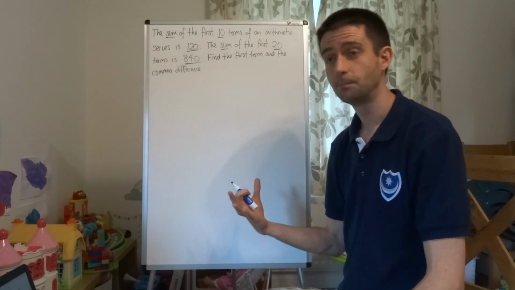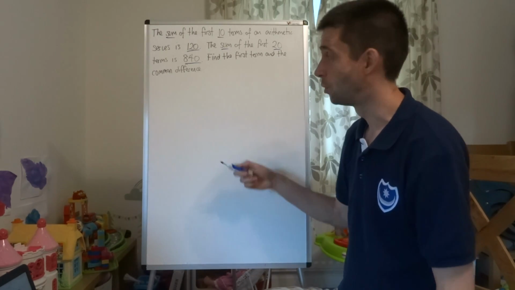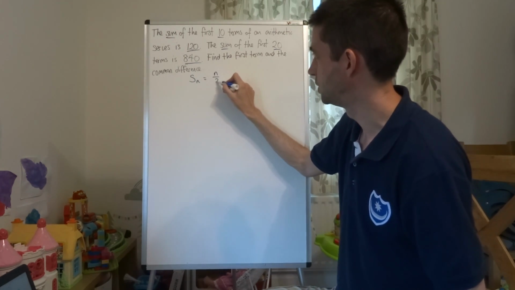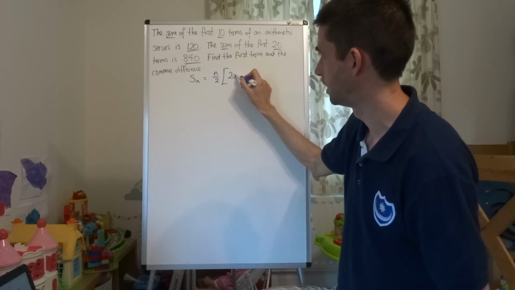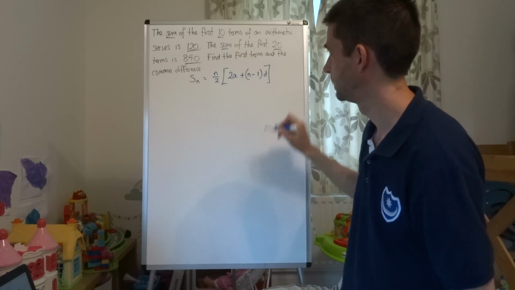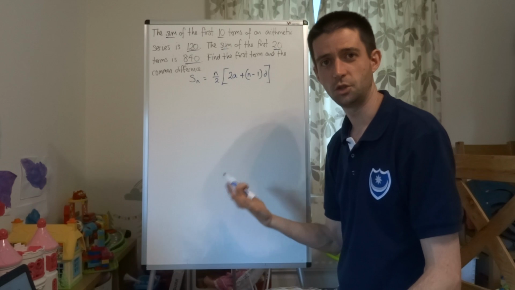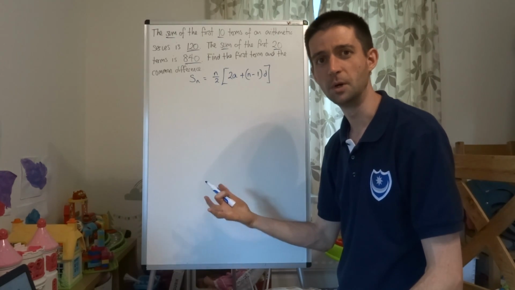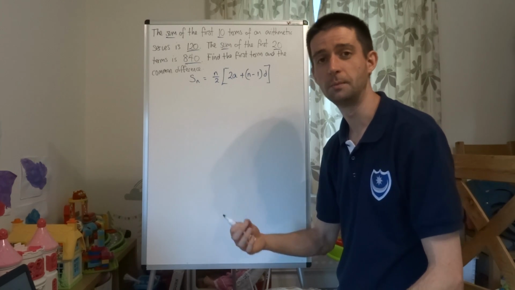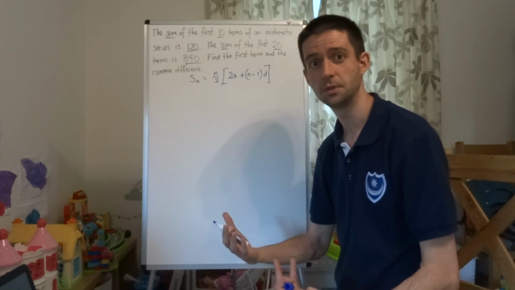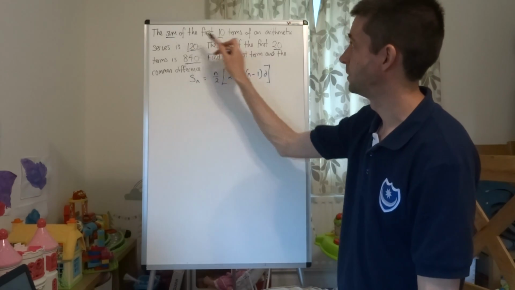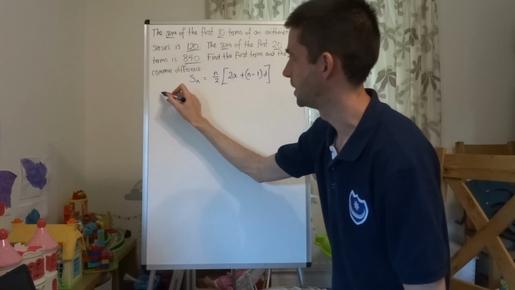Now because it's a sum, we need to use the sum formula, which is sum to n is n over 2 multiplied by (2a plus (n minus 1)d). And students always say to me, is this in the formula book? The answer is yes it is, however I strongly recommend that you learn it because then you become fluent in its use. So, first of all then, we have the sum of the first 10 terms is 120.